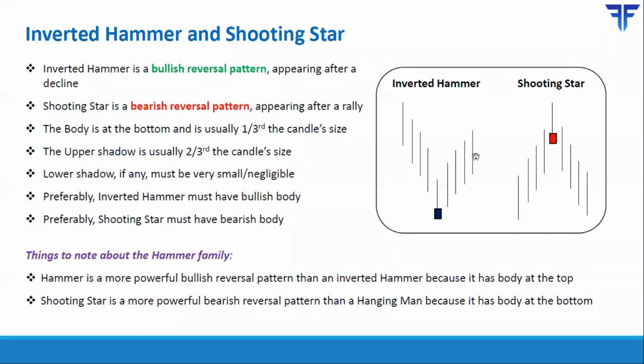How to trade this pattern? In the subsequent candle, if the high of the inverted hammer is broken, you buy by placing a stop loss below the low of the inverted hammer.